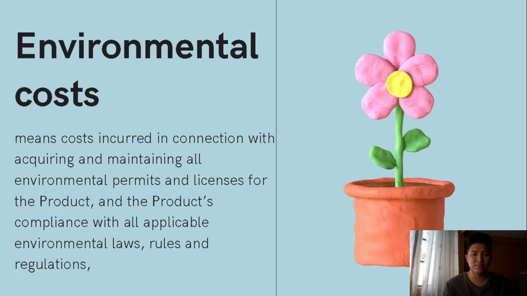So next is the environmental cost. It means cost incurred in connection with acquiring and maintaining all environmental permits and licenses for the product and the product's compliance with all applicable environmental laws, rules, and regulations. So the environmental costs are those costs incurred in connection with maintaining or acquiring the environmental permits, the licenses, and compliance with the environmental laws, rules, and regulations.